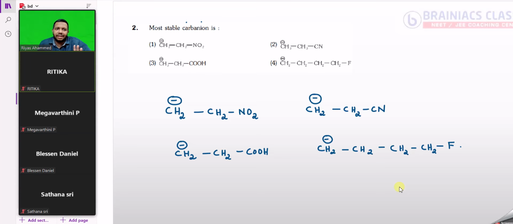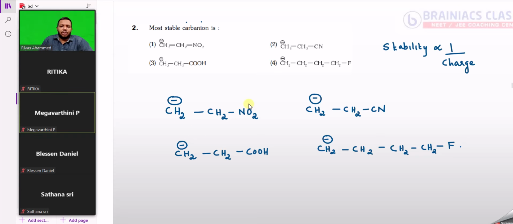Now again use the same logic. Charge stability is inversely proportional to what? Stability is inversely proportional to charge. Same concept. Okay. Now let's analyze the question.